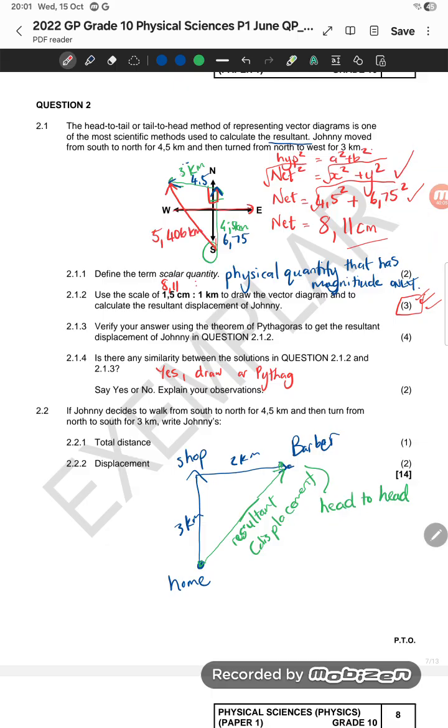So if I said from 3 kilometers to 4.5, I said 3 times 1.5. To get back to kilometers, I've got to divide by 1.5. So I said 8.11 divided by 1.5 equals 5.406 kilometers. Now I know that my Pythagorean triple is going to be 5, 4, 3.